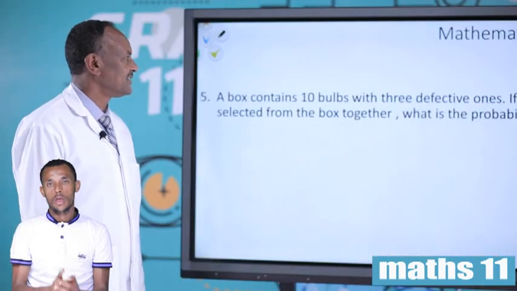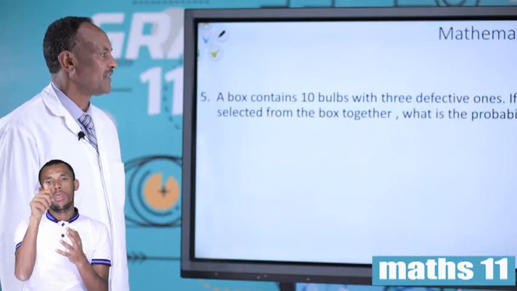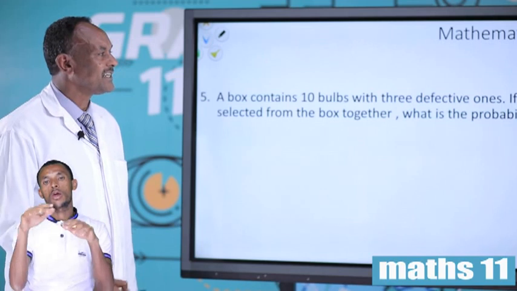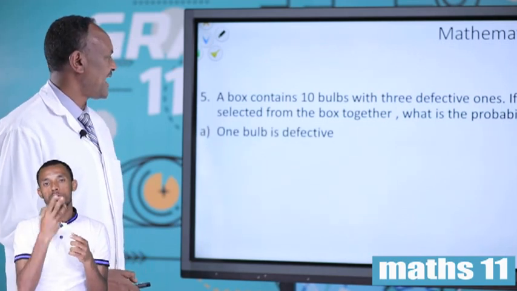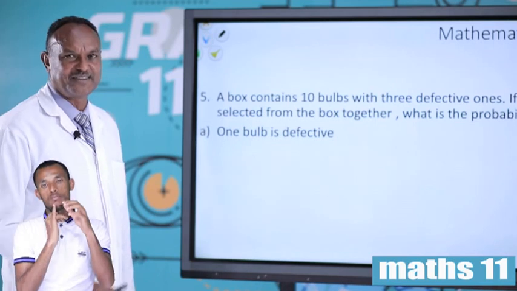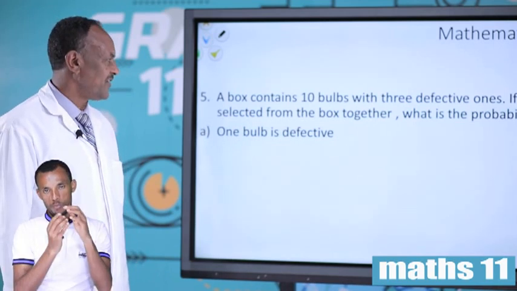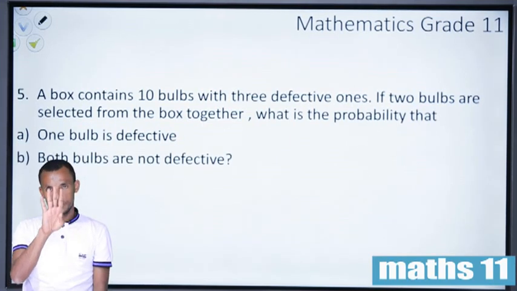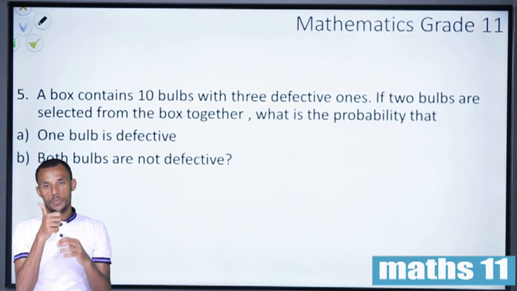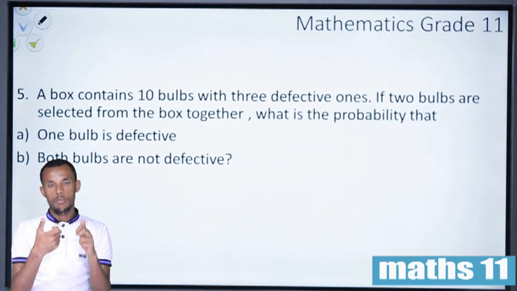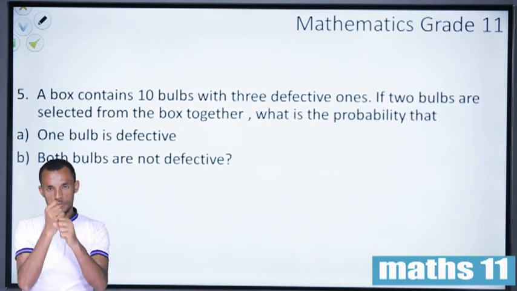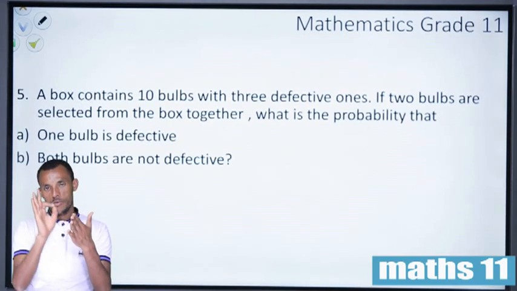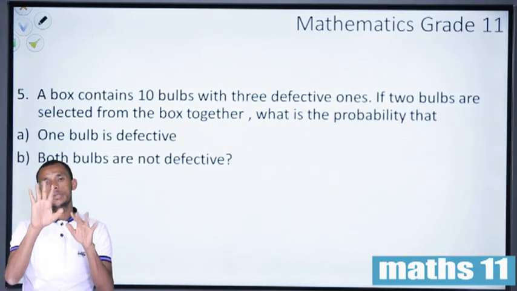A box contains 10 bulbs with 3 defective ones. If 2 bulbs are selected from the box together, what is the probability that A, one bulb is defective, B, both bulbs are not defective. In this problem, you are asked to find the probability of an event. What is the probability of an event? It is the number of elements of the event divided by the number of elements of the sample space.